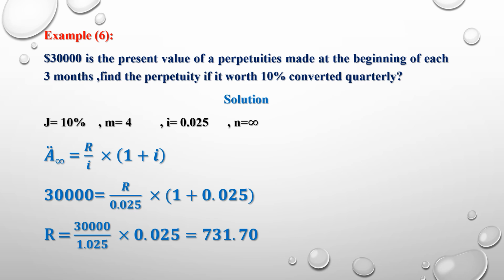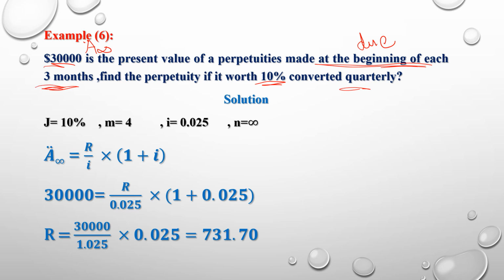Example 6. $30,000 is the present value of perpetuities made at the beginning of each 3 months. Find the perpetuity if it's worth 10% converted quarterly. So this is the present value of the perpetuities, so this is A infinity. And the perpetuity is made at the beginning, so this is a due perpetuity. So A double dot infinity, at the beginning of each 3 months.